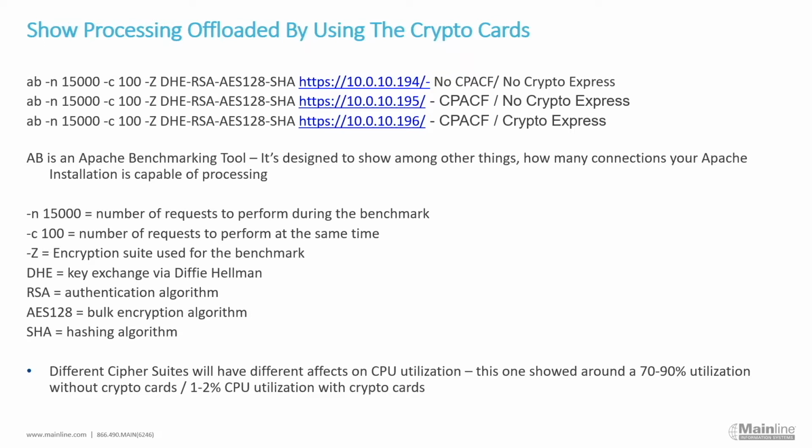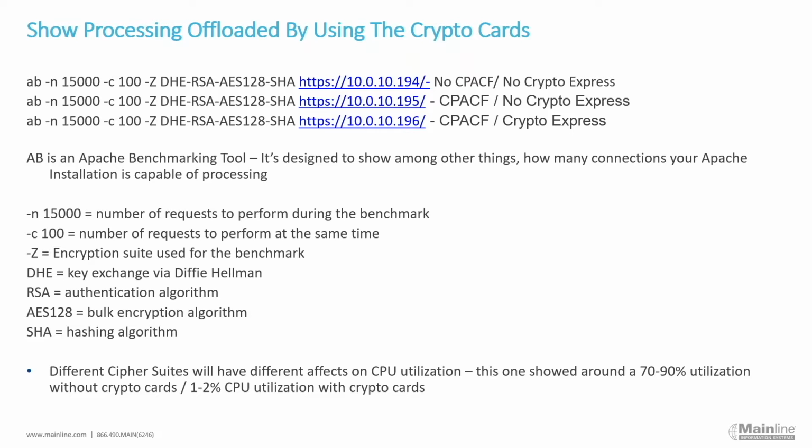So I realize that this is a benchmark, but it's an easy way to get an idea of what you possibly might see in your environment if you have similar characteristics. Just to explain this test, I'm going to run it for 15,000 requests. I'm going to send 100 requests at a time at my website, and then the cipher suite I'm going to use for the benchmark. And I have a breakdown here of what they mean.